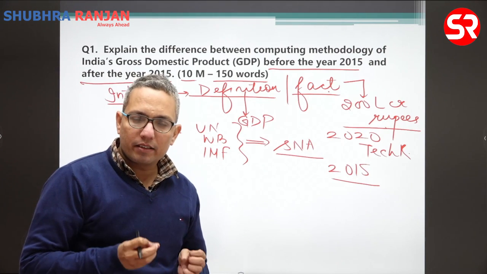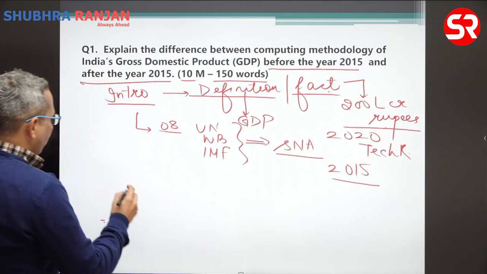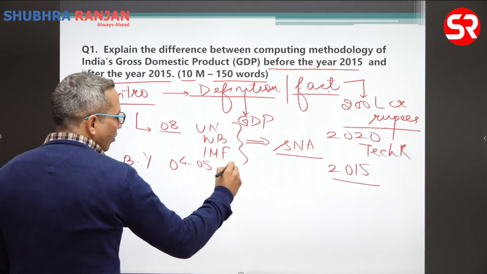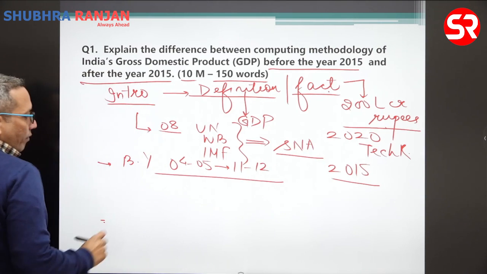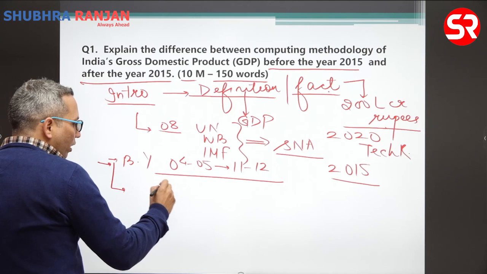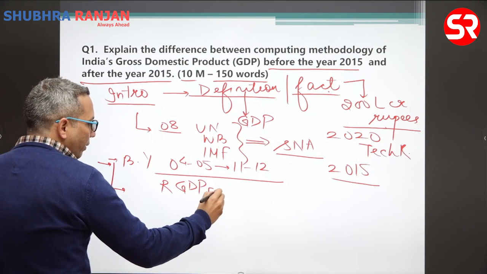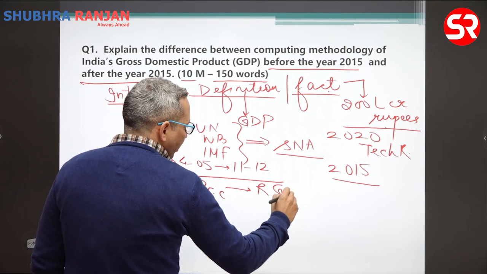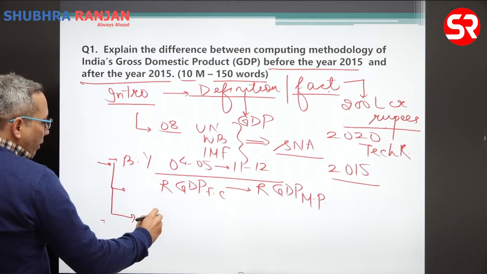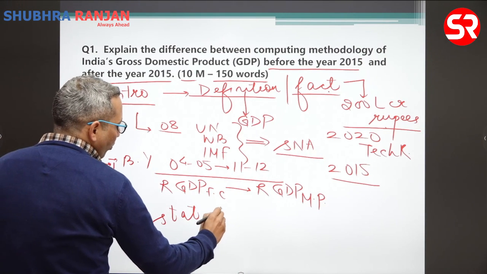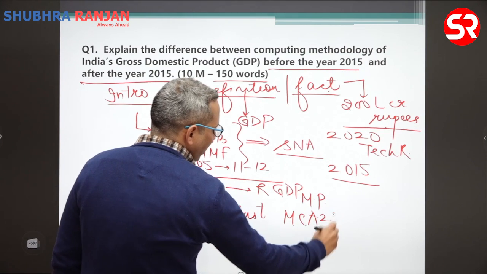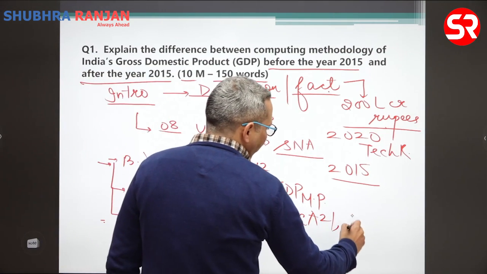And then we'll come to the body. The following changes have taken place in the computing methodology since 2015. The first part is that the base year changed from 2004-05 to 2011-12. This is the first change. Second, before 2015, our GDP was real GDP at factor cost, but now our GDP has become real GDP at market price. Then third, the new method is statistically more robust. Here we are using data from the MCA 21 database. We are using the data from IIP also.